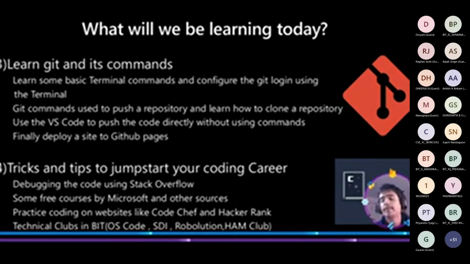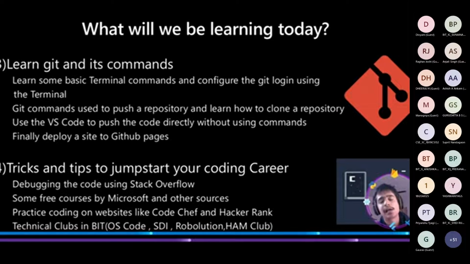So Git will be very useful during collaboration, and I will tell you about it in some time. Here I'll be referring to something called repositories. Those are nothing but files, so don't mind about that. And finally, use VS Code to deploy the code to GitHub using Git. All that I'll be explaining.